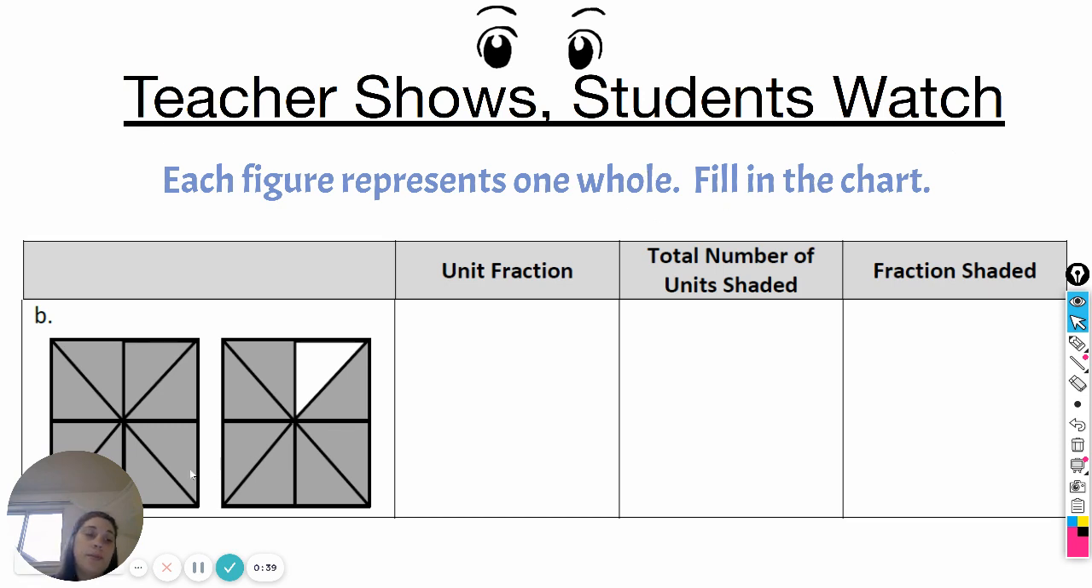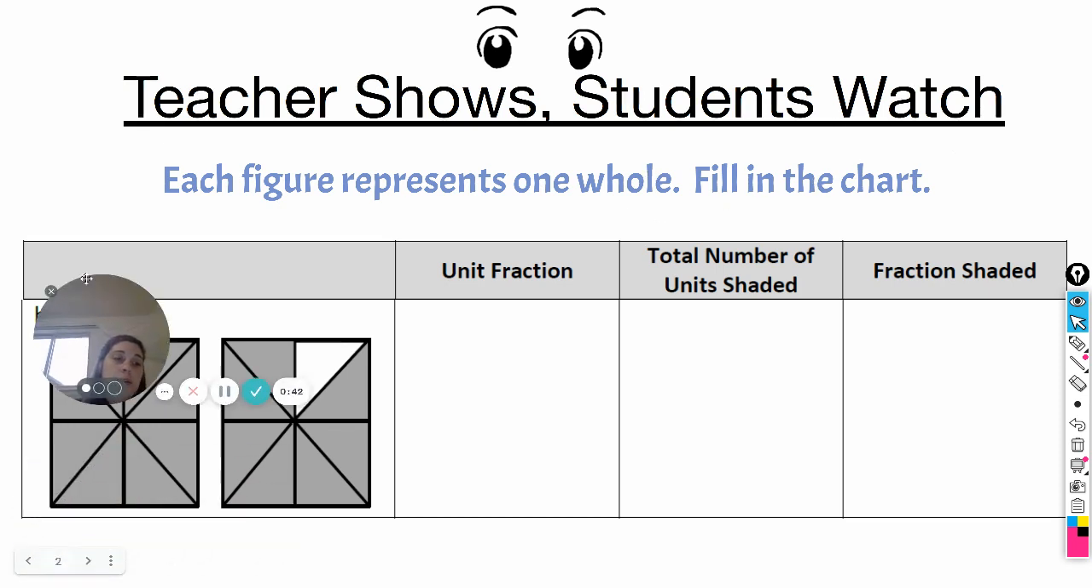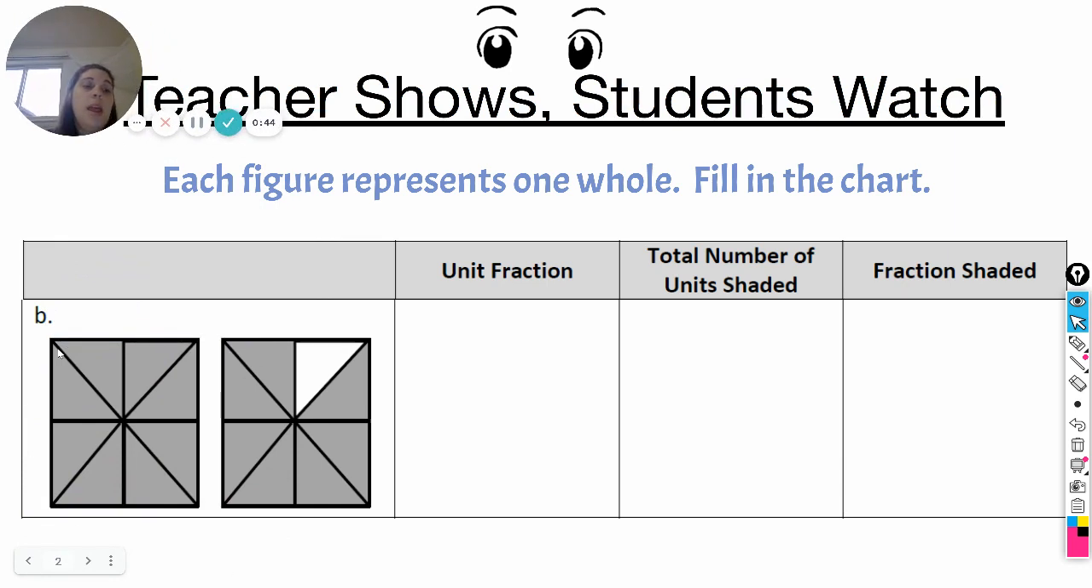Fill in the chart. So if we're looking at this square right here that is broken into pieces, this figure represents one whole. So you can see that we actually have two figures. So we have more than one whole. And you can see that we're also dealing with shaded versus non-shaded pieces, okay? So we're kind of building on what we've been practicing this week, except now we're looking at figures or shapes that are more than one whole.